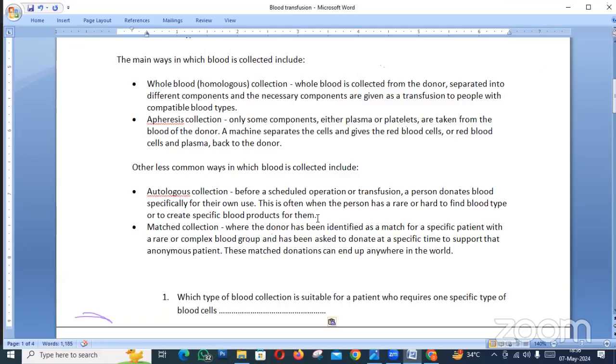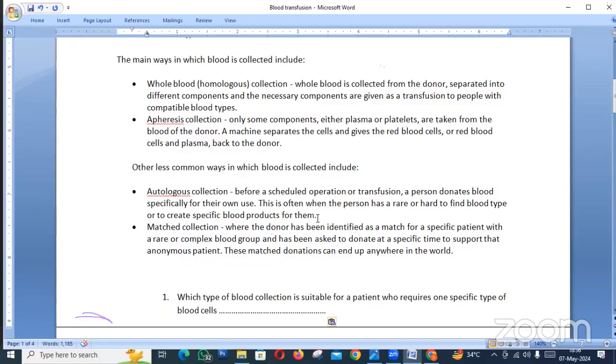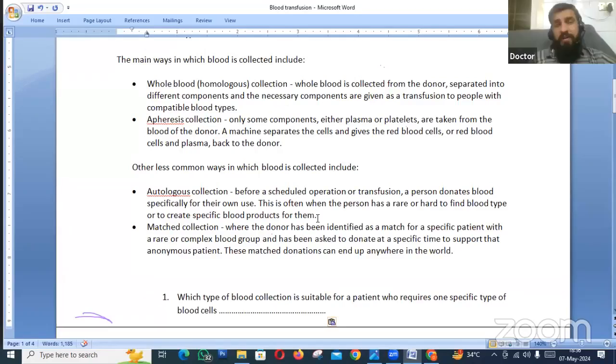Even they are asking about blood cells. If you go into too much detail, this is often when the person has a rare or hard to find blood type, or to create specific blood products for them. Try to find it in the above two: whole blood and apheresis collection. So only some, like the plasma taken from the blood, give the red blood cell.